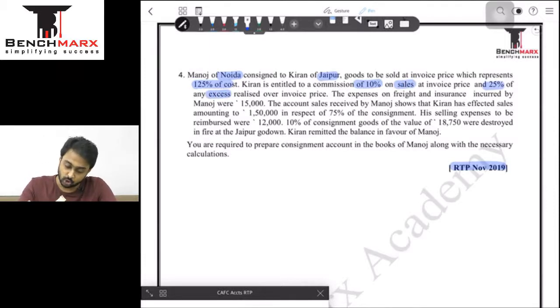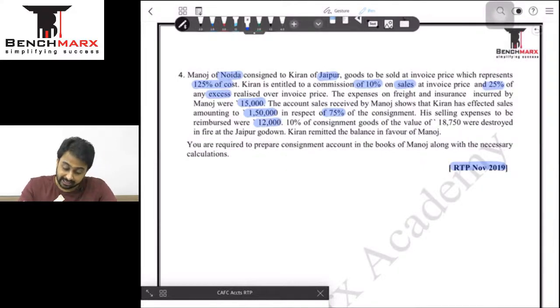The expenses on freight and insurance incurred by the consignor is 15,000. Account sales received by Manoj shows that Kiran has effected sales of 1,50,000 in respect of 75% of the consignment. So can I say, out of the full consignment, if 75% is sold, 25% is the closing stock as of now? Yes. His selling expenses are 12,000.